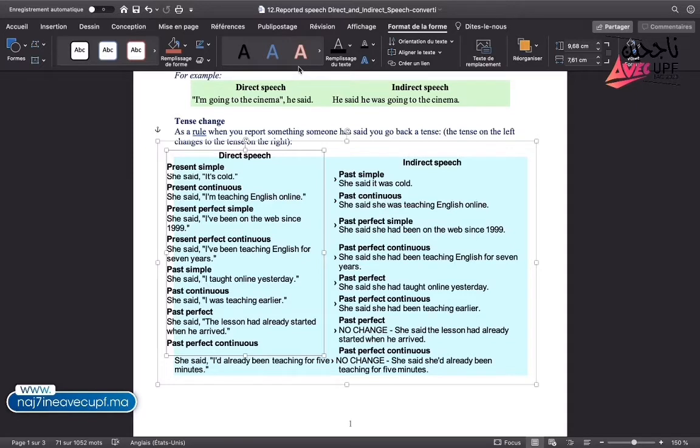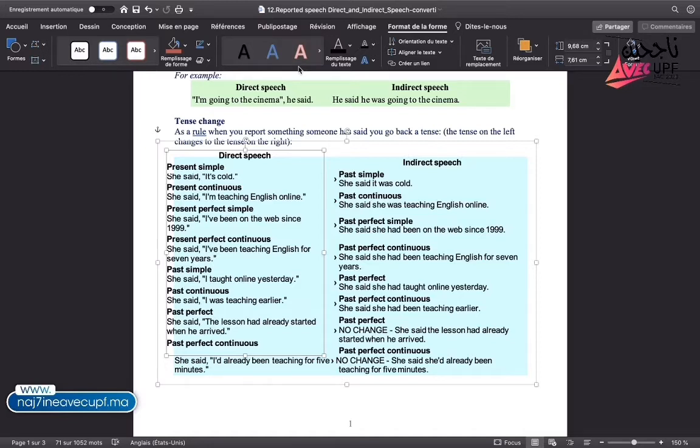Past simple: she said I taught online yesterday. Past perfect: she said she had taught online yesterday. Past continuous: she said I was teaching earlier. Past continuous becomes past perfect continuous.